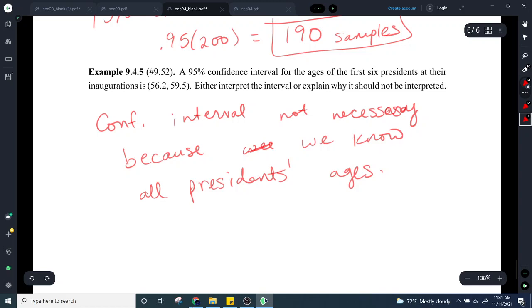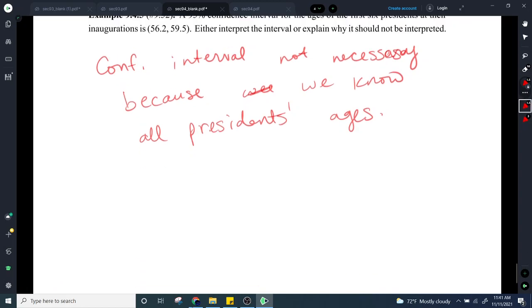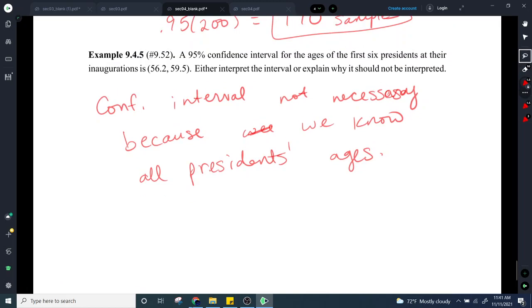So there's no need to compute a confidence interval if you have information about your entire population. In this case, if our population is all of the presidents that we've had so far, we know their ages. That's all been recorded. So there's no need to compute a confidence interval here. And I think that's what they're trying to get you to say in this question.